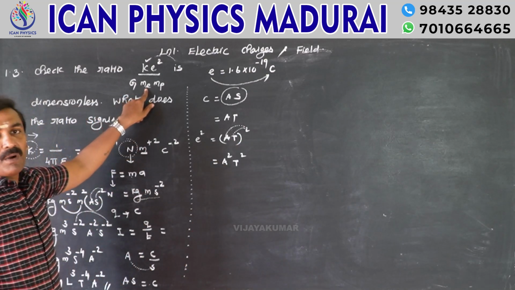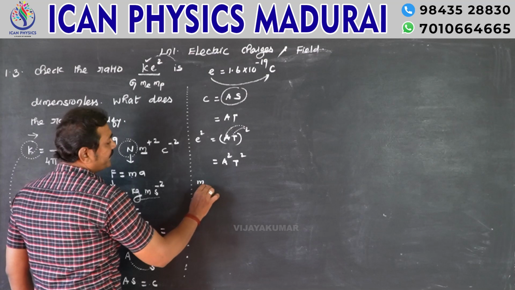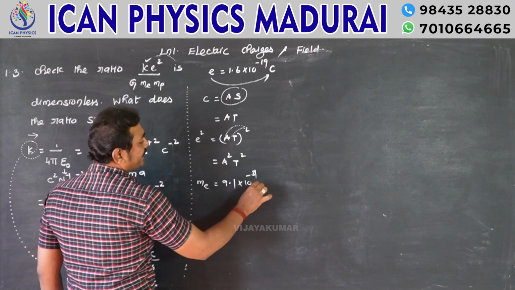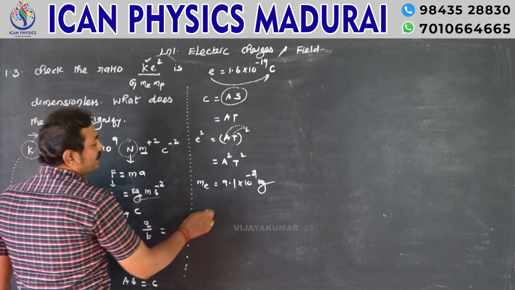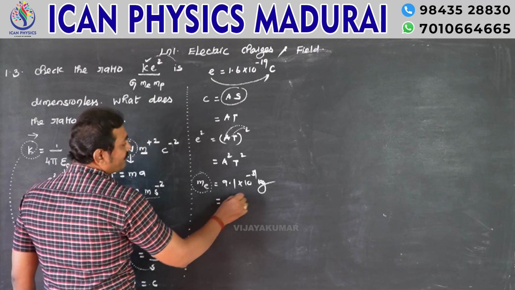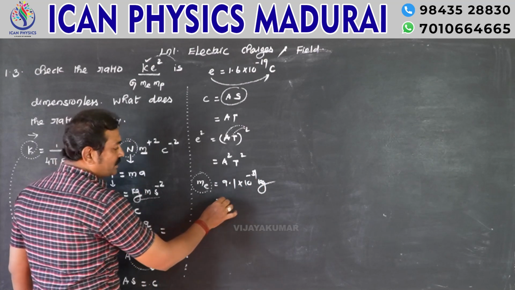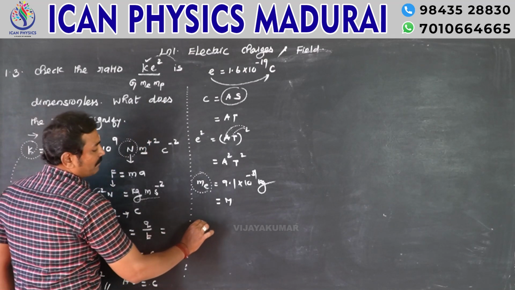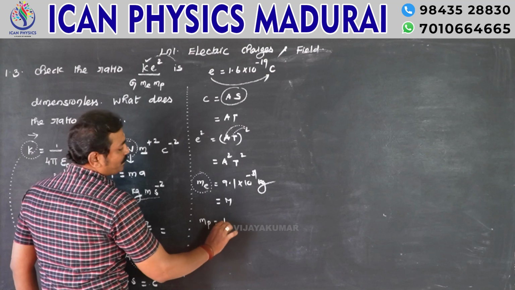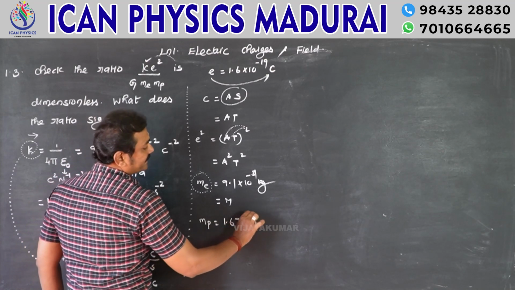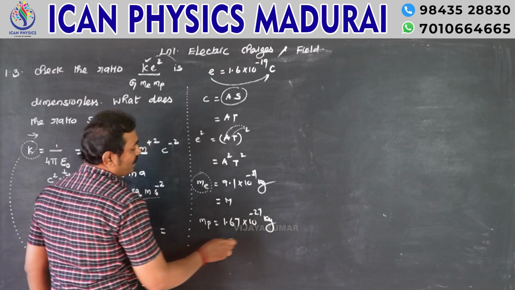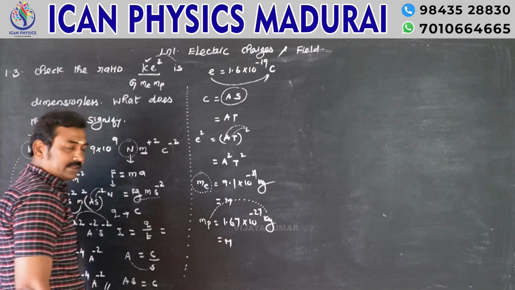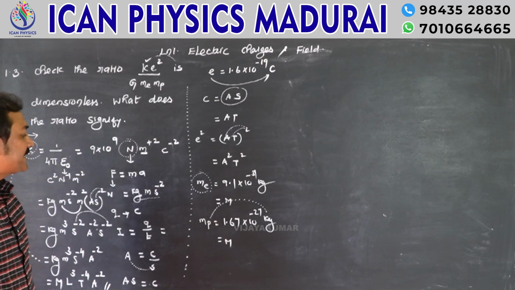The next one is the mass of electron. The mass of electron is 9.1 into 10 to the power minus 31 kilogram. The unit of mass is kilogram and its dimensional formula is capital M. The next one is Mp, the mass of proton. What is the mass of proton? 1.67 into 10 to the power minus 27 kilogram. Once again, the unit is kilogram and its dimensional formula is capital M.